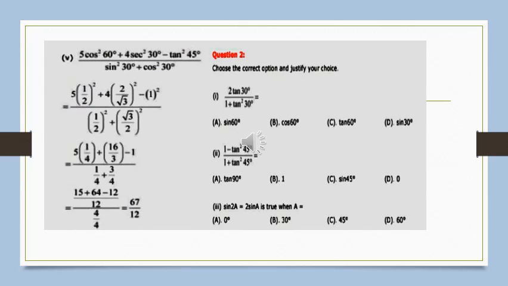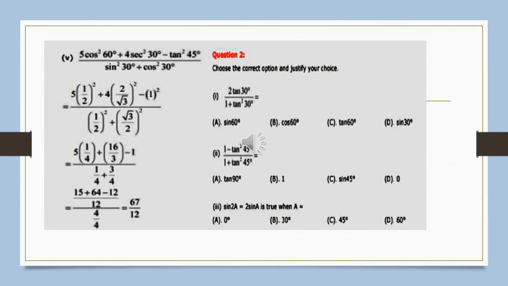See again, from the table you have to write down the specific values of cos 60, sec 30, tan 45, sin 30 and cos 30. Then take their squares, solve the numerators and denominators separately. Then take the reciprocal of the second term. You will get the answer 67 upon 12.